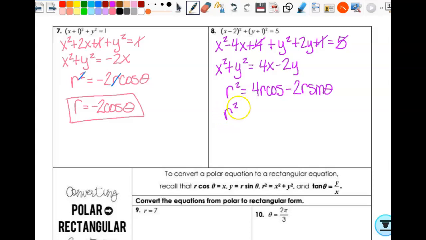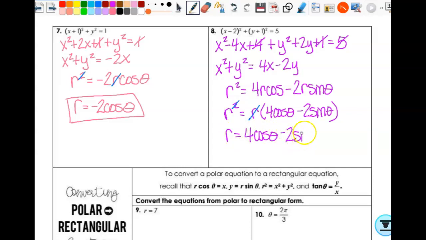So r squared equals r times 4 cosine theta minus 2 sine theta. Then at this point, I can divide both sides by r. This cancels one of those out. So r is equal to 4 cosine theta minus 2 sine theta. Okay. What questions do you have? All good?